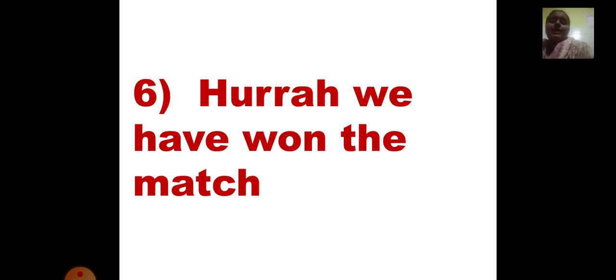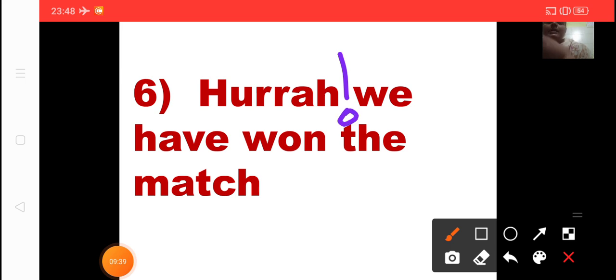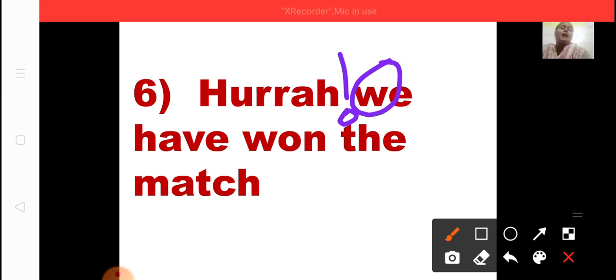Sixth one, hurrah, we have won the match. Okay, now your hurrah is an expression, a feeling of joy. So after hurrah you will give an exclamation mark. Hurrah, we have won the match. This W will come in capital letter. As I told you, after the exclamation mark, the sentence starts with a capital letter. So W will come in capital.